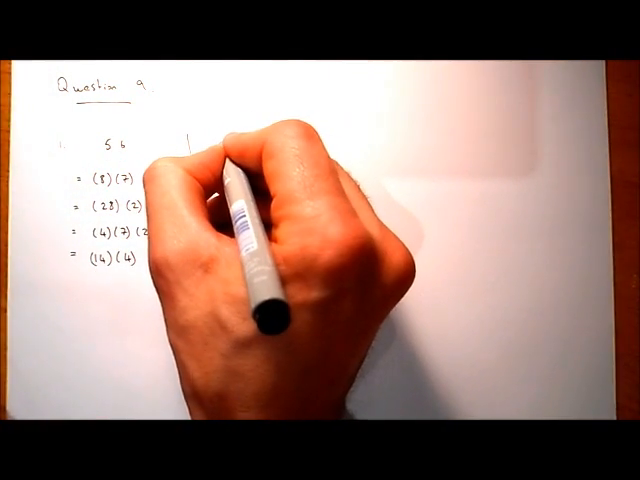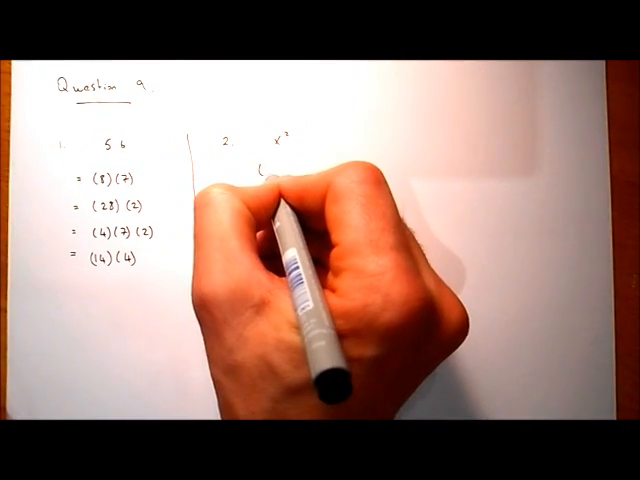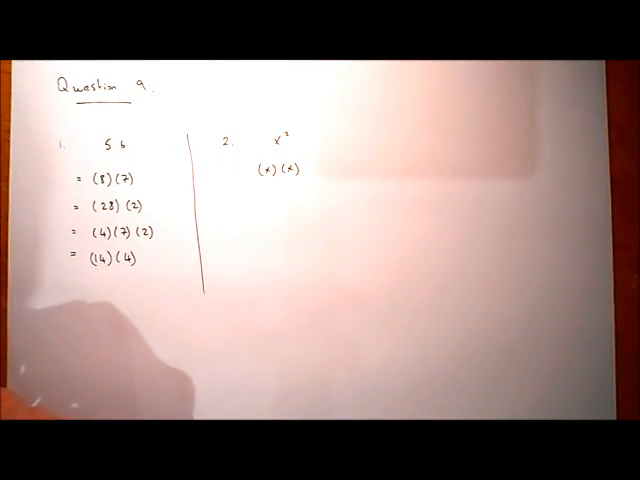Okay, the second one, we have to factorize x squared. To factorize that, it's just x multiplied by x. X squared is equal to x multiplied by x. That's a straightforward one.